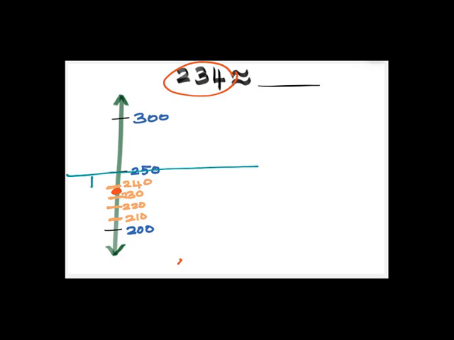Since it is less than halfway between 200 and 300, it should be rounded to the nearest 100, which is 200. The halfway is here, so it should be rounded to the nearest 100, which is 200. So 234 is rounded to 200, as 200 is the nearest 100.